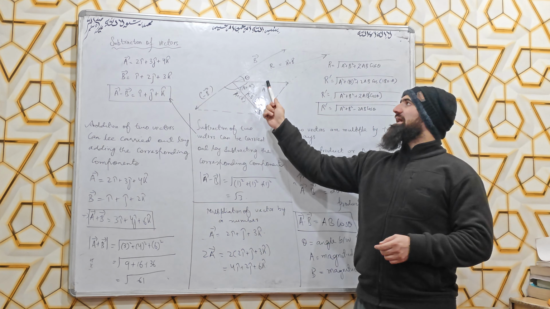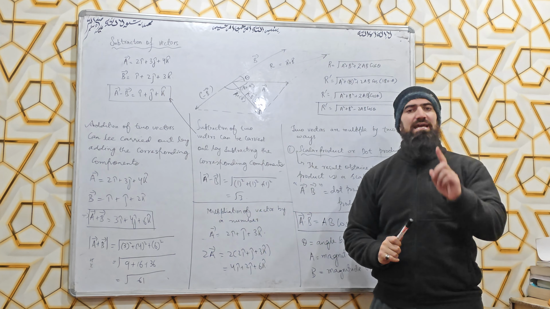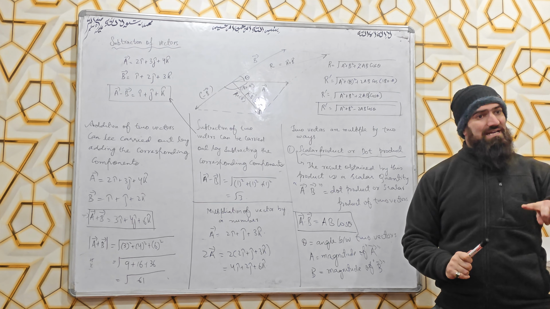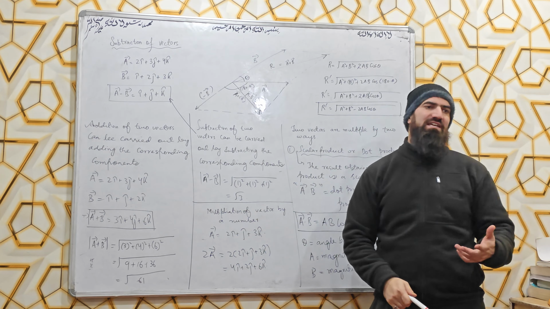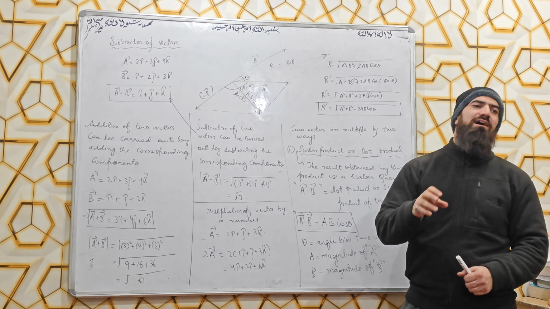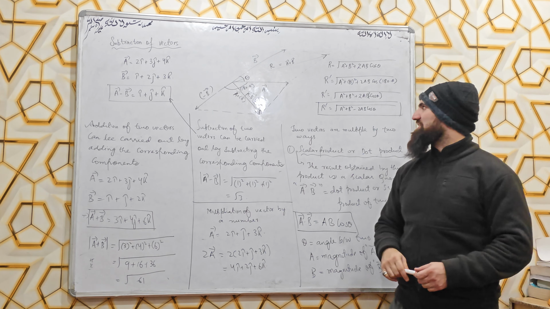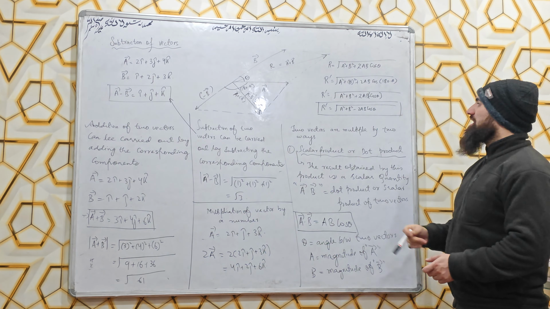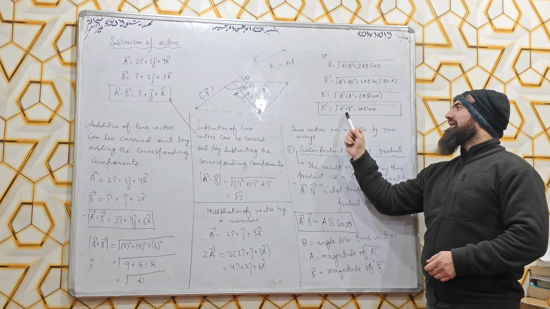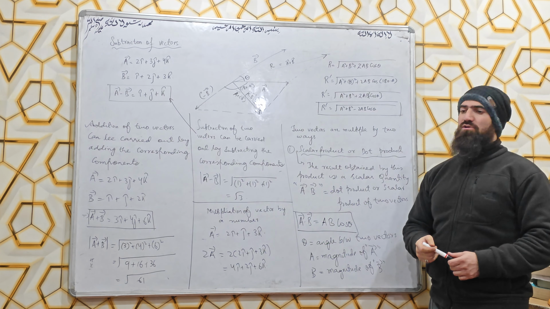If the angle between a and b is theta, then the angle between a and minus b will be 180 minus theta. Because when the sum of two angles is 180 degree, if one angle is theta, then the other angle will be 180 minus theta. So cos of 180 minus theta is minus cos theta, so the resultant will be root of a square plus b square minus 2ab cos theta.